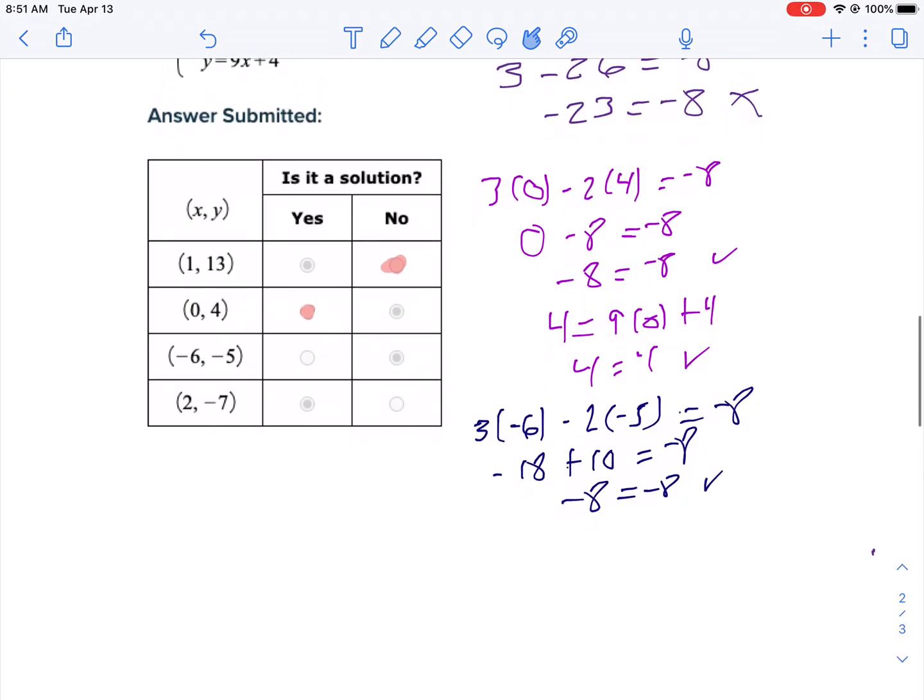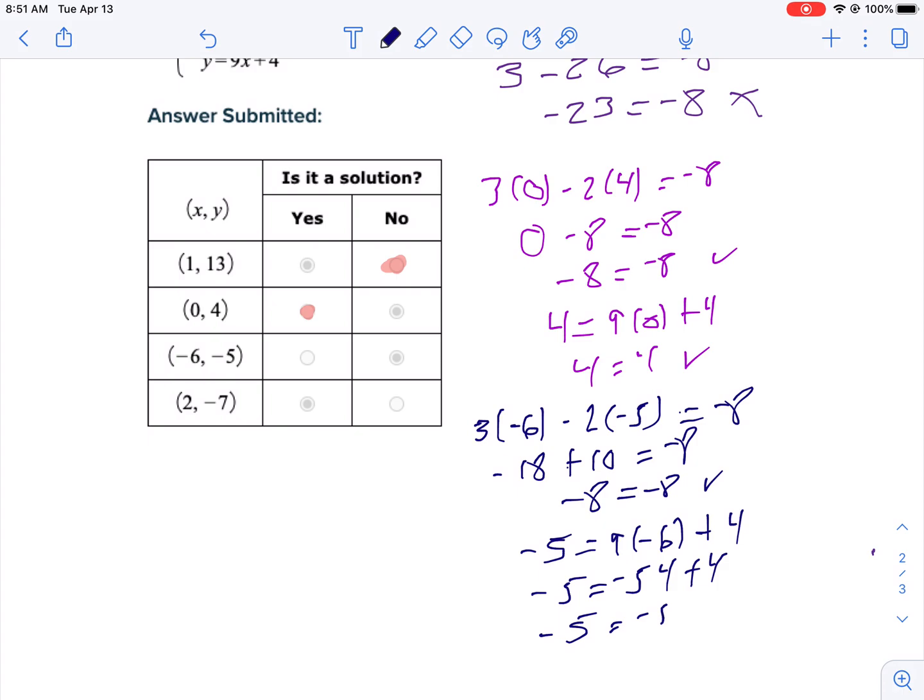Does negative 5 equal 9 times negative 6 plus 4? Well, 9 times negative 6 is negative 54, plus 4 is negative 50. That's not true. If the first equation is true and the second equation is true, you are correct. That's not the case, the second equation is false. You're correct, that's not a solution.